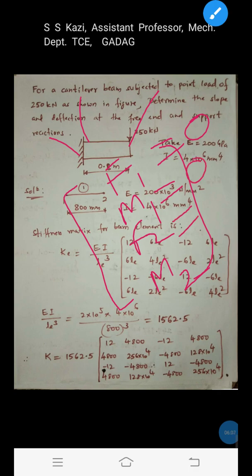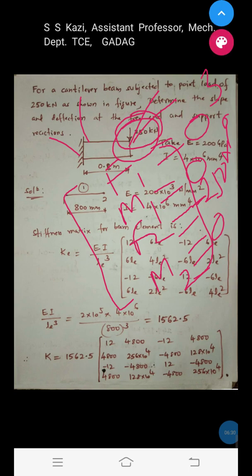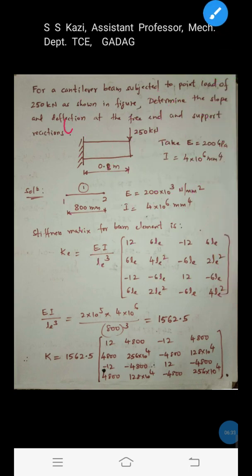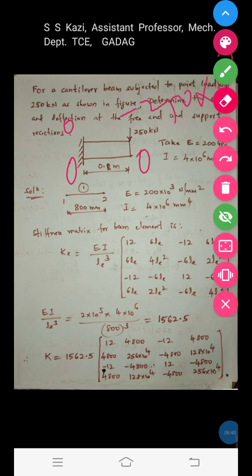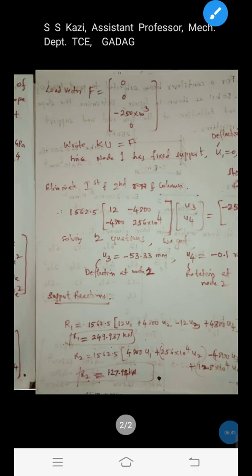F2 is the applied force at node 2. Since the applied force at node 2 given is 250 kilonewton load in the downward direction, downward force is taken as negative, hence we will write minus 250 into 10 raised to 3 Newton. And M2, there is no applied moment at node 2, then you should write it as 0. Hence we will get the load vector as 0, 0, minus 250 into 10 raised to 3 and 0. These are the 4 load vector terms we will get. That in the next page we will discuss now.